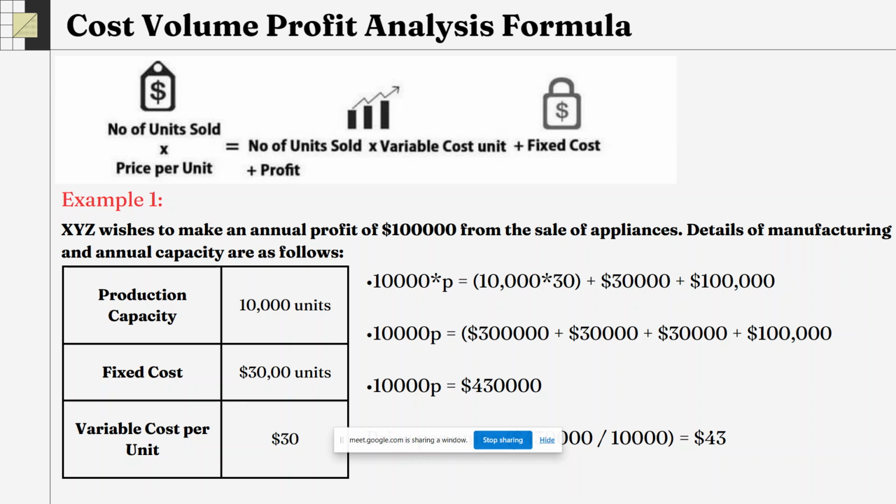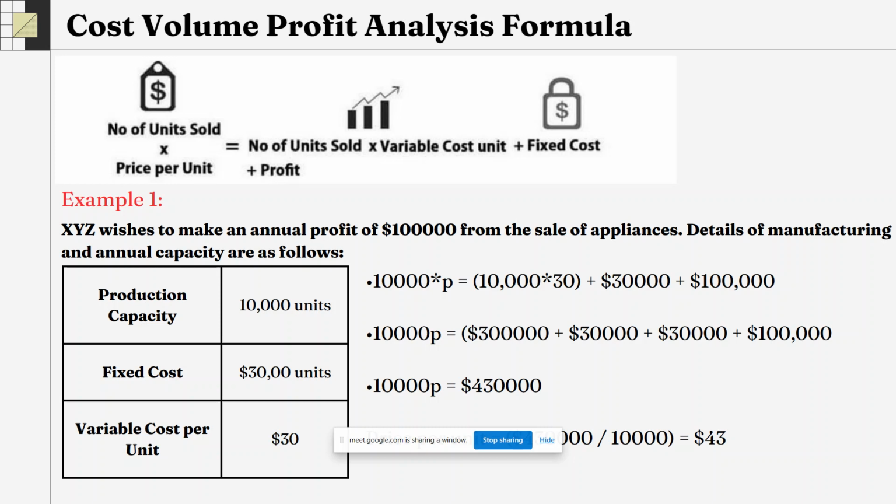Tignan natin ngayon yung example number 1 para mas lalo tayong malinawan kung paano nga ba ginagamit ang cost volume profit analysis formula. XYZ wishes to make an annual profit of 100,000 from the sales of appliances. Details of manufacturing and annual capacity are as follows. Production capacity is equal to 10,000 units. Fixed cost is equal to 30,000 and variable cost per unit is equal to 30. So, ang kukuhain natin dito is price per unit kasi gusto ng XYZ na magkaroon siya ng annual profit na 100,000.